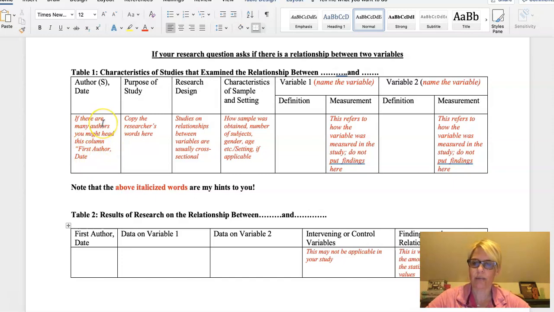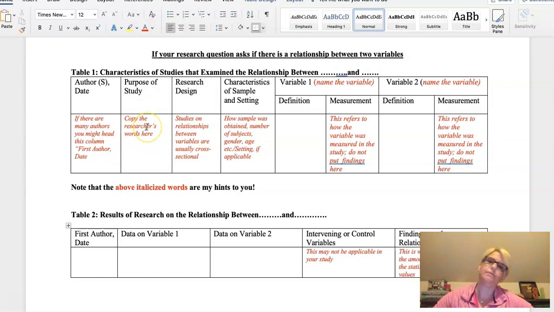So just to give everybody a point of reference, you always start with the author and the date, and you don't have to list them all. Typically, you'll just list the first author, date, or first author et al., date. You don't need to list all of them.